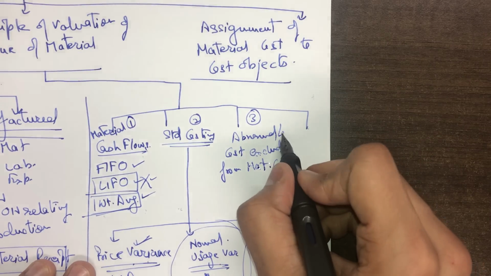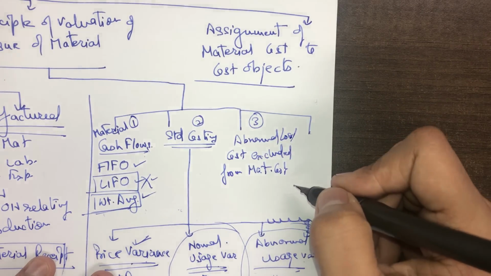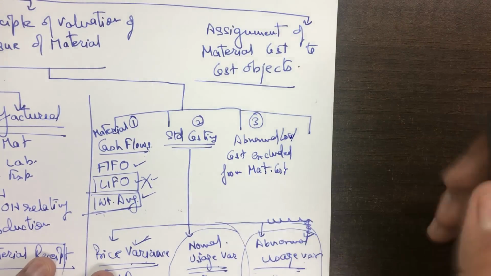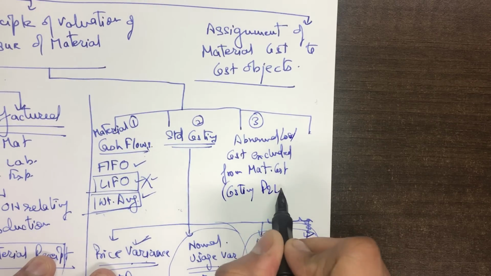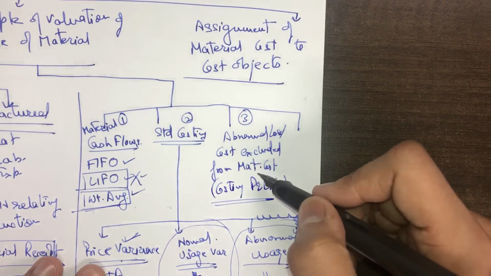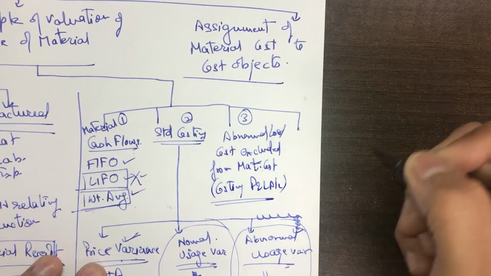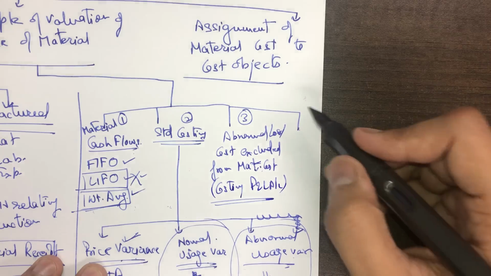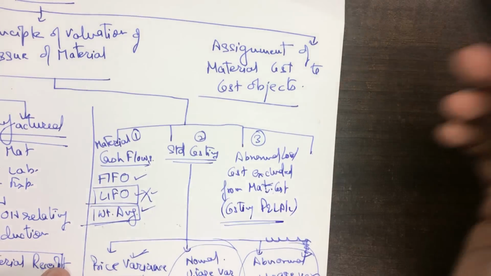So any abnormal loss or cost which has been incurred during the issue of material is to be excluded from material cost. And of course, where should it go? It should go to the costing P&L account. It is not to be added to material cost. It is to be added to the costing P&L account. This is the third principle enumerated for the valuation of issue of material.